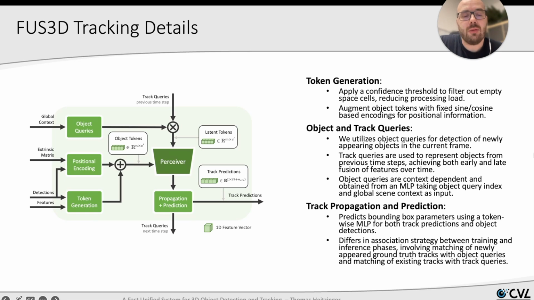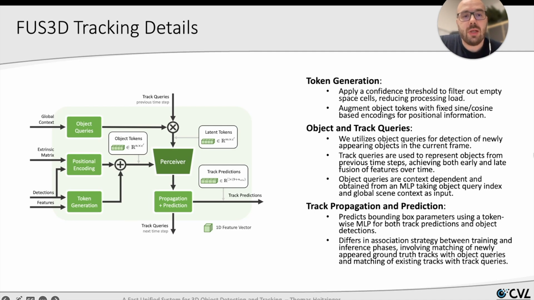Tracked entities are represented by both object and track queries. Object queries are designed to capture entities that have newly appeared in the current time step. Object queries are computed dynamically using an MLP that takes an object query index and the previously computed global scene context as input. Track queries, on the other hand, represent entities that have already existed in the previous time step and have been passed on.